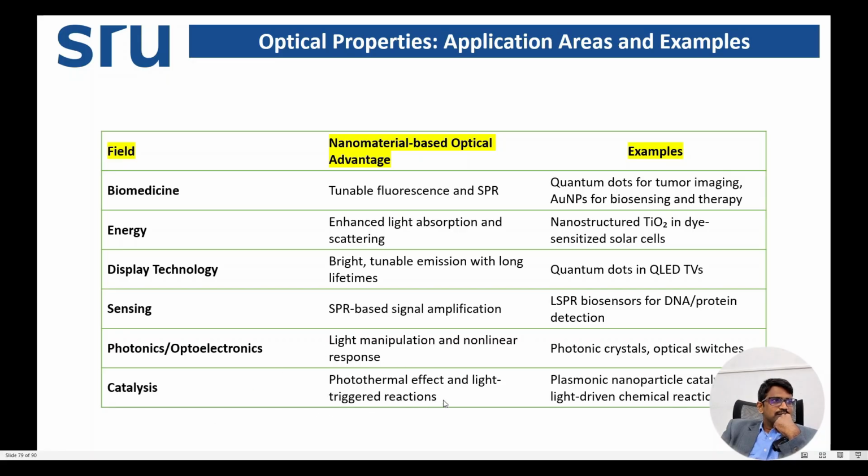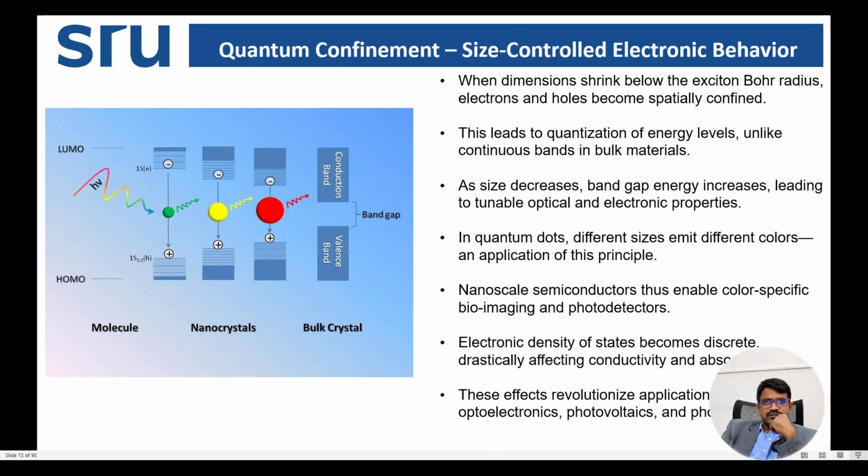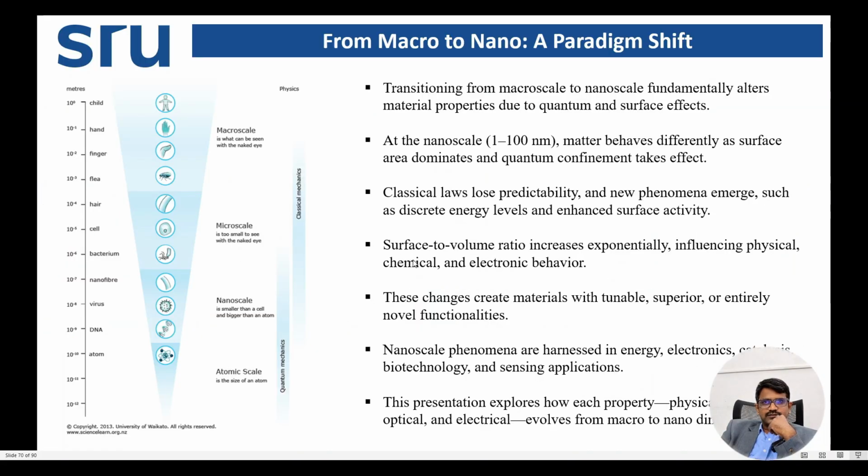Catalysis, photothermal effect and light triggered reactions. So what are the examples? Plasmonic nanoparticle catalyst for light driven chemical reactions. So these are all the optical properties. So far we have discussed physical properties, chemical properties and optical properties, and the last one is electrical properties.